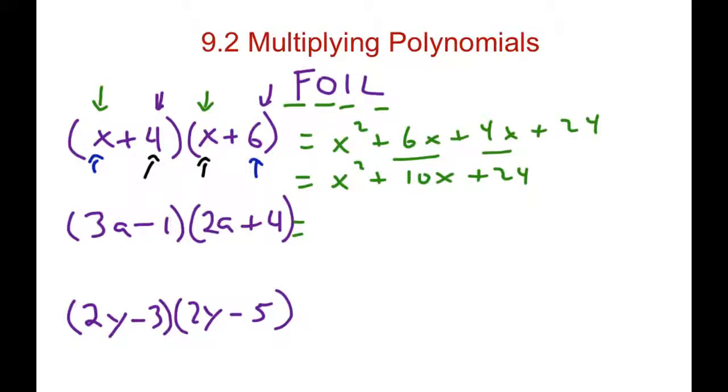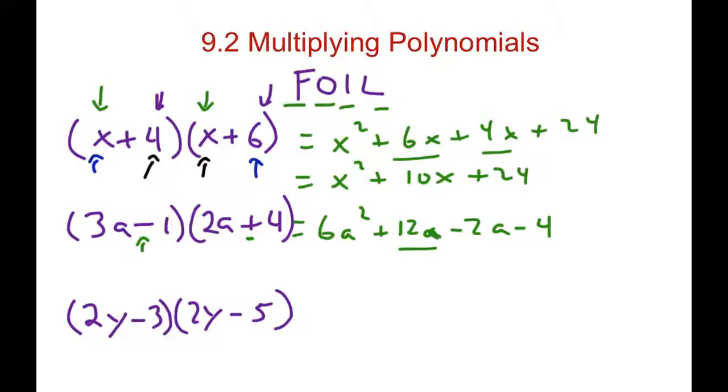Alright, the next one, same idea. First, 3a times 2a, 6a squared. Okay, then 3a times 4, 12a. Notice I put a plus 12a because 3a times positive 4. And then I'm going to do inside, so I have a negative 1 times 2a, so that's negative 2a or minus 2a. And then last, negative 1 times 4, so that would be negative 4 or minus 4.